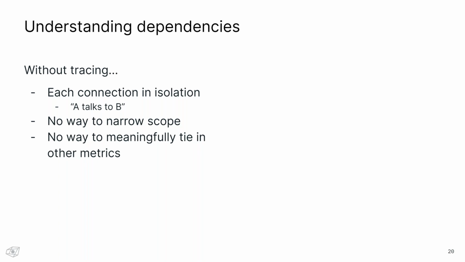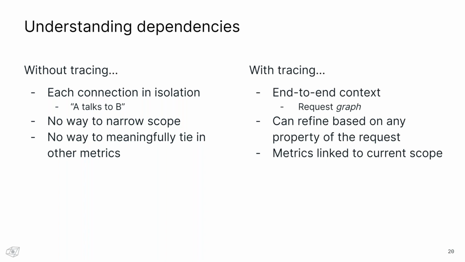It's not enough to understand that A talks to B. It's not enough to understand that the arm bone's connected to the elbow bone, right? What you need is this context, and you need to be able to refine searches and queries based on any property of a request, and you need to be able to link all this stuff together. This is what saves you time, right? This is what keeps you from having to have 4 or 5 different tabs open and going between them, and then doing grep in your terminal to try to manually correlate all these different facts and pieces of data.